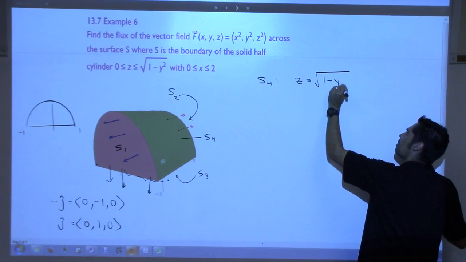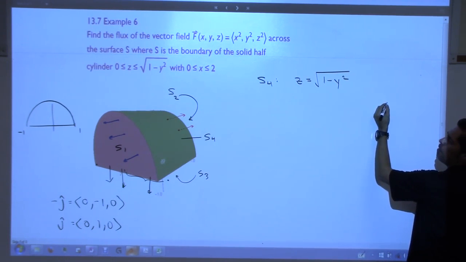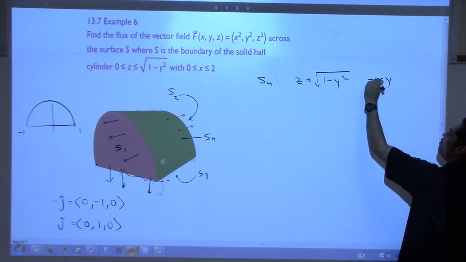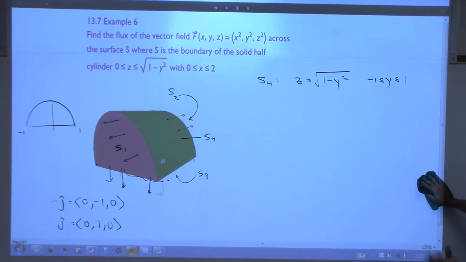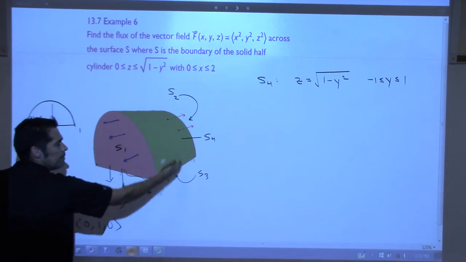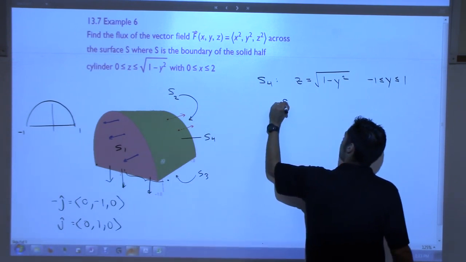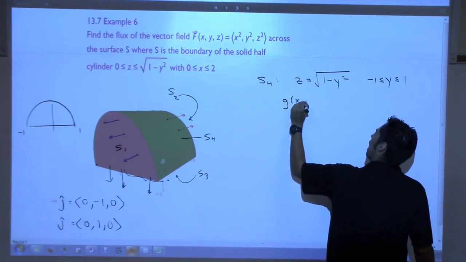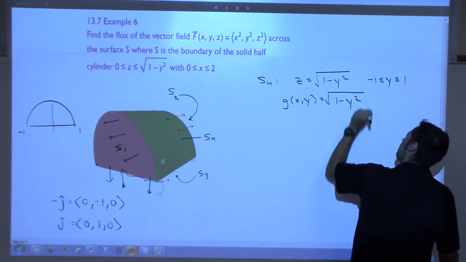Square root of 1 minus y squared. And of course, our y here is going to be between negative 1 and 1. That's what it took to draw it, right? But that would draw me the surface, wouldn't it? That would draw me the surface. And so I'm going to say that this is a function g of x, y. And that's the thing I'll be taking partials of.